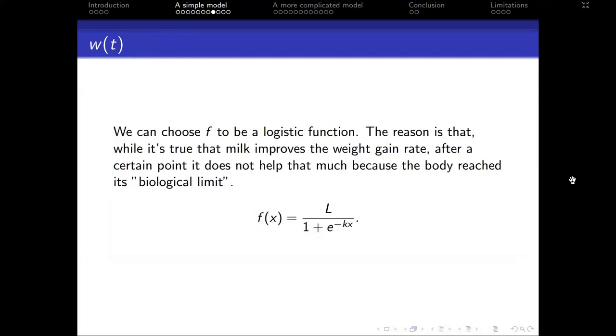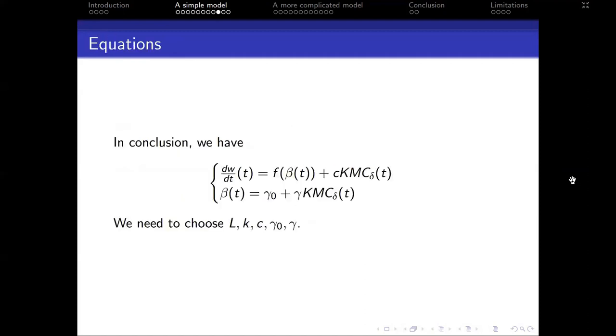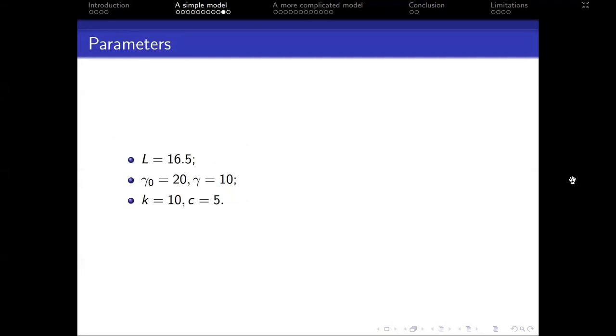We can choose f to be a logistic function, which represents the possibility of reaching a biological limit. We come up with the following system of differential equations. For parameters, we choose as follows. The first three parameters are chosen based on the data we found.